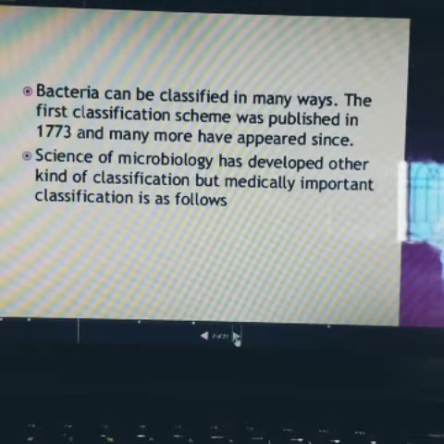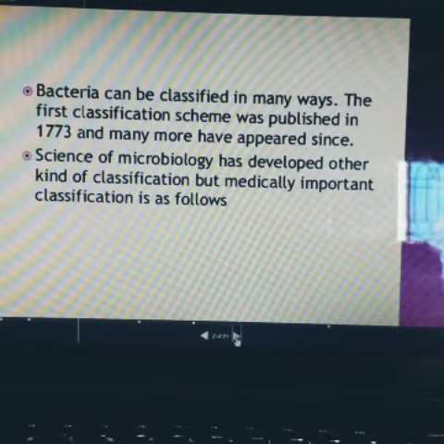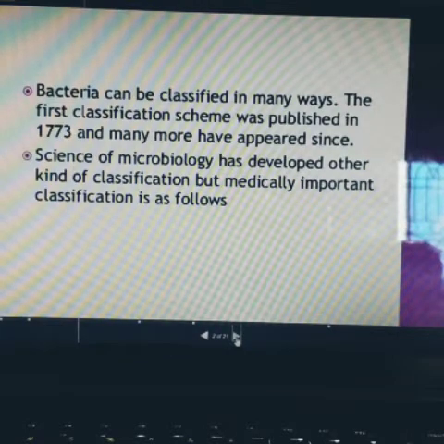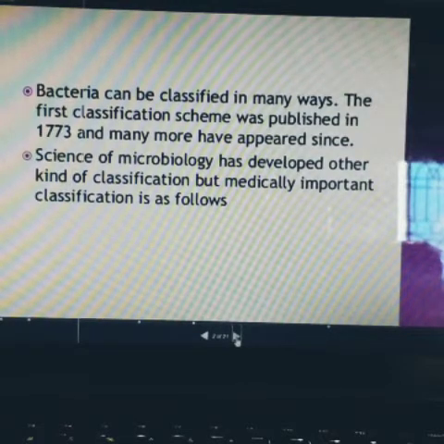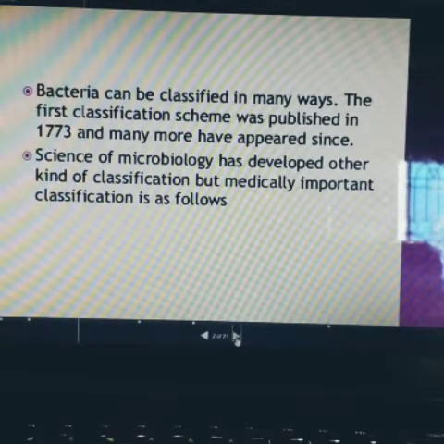The first classification scheme was published in 1773 and more have appeared since. The science of microbiology has developed many kinds of classification, but the medically important classification is as follows. The first classification of bacteria was in 1773. Bacterial classification is based on many ways, so I will discuss them one by one.